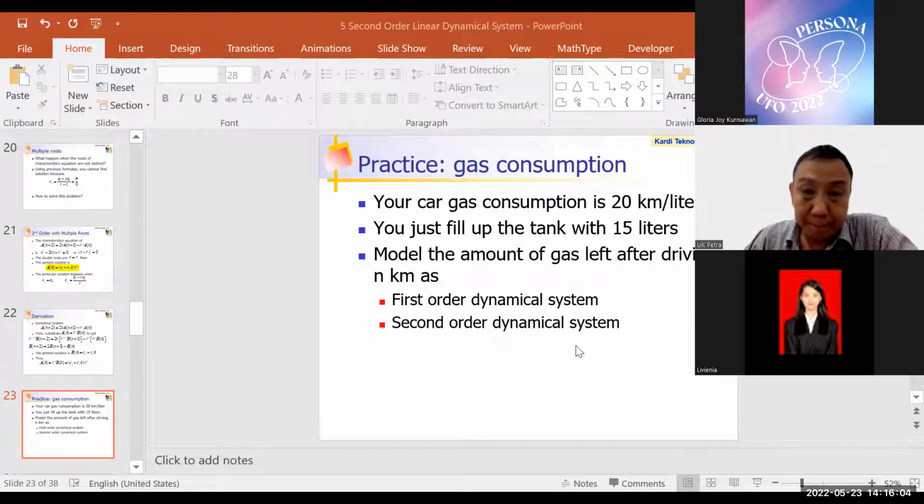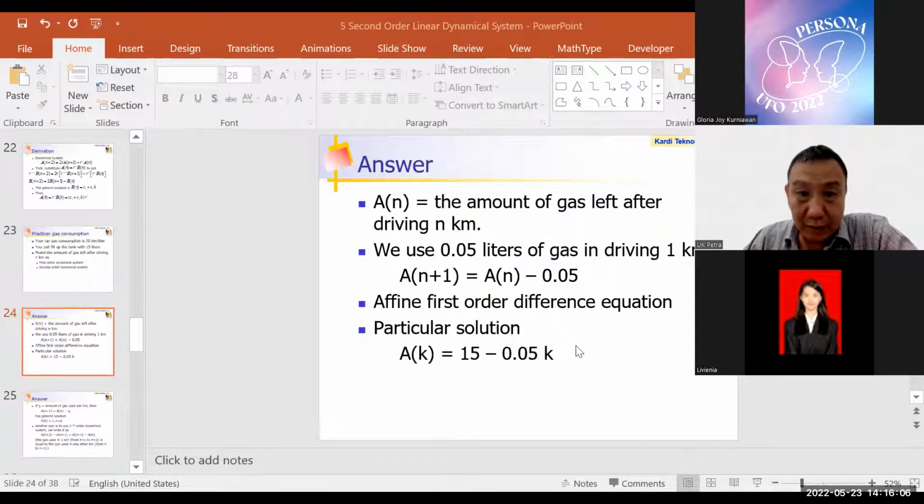Model the amount of gas left after driving n kilometer as a dynamical system. So you will put a n equal to the amount of gas left after driving n kilometer. Say you use, for example, 0.05 liter of gas in driving 1 kilometer. So you will put this equation, right? This is affine difference equation. So the particular solution becomes this equation here.